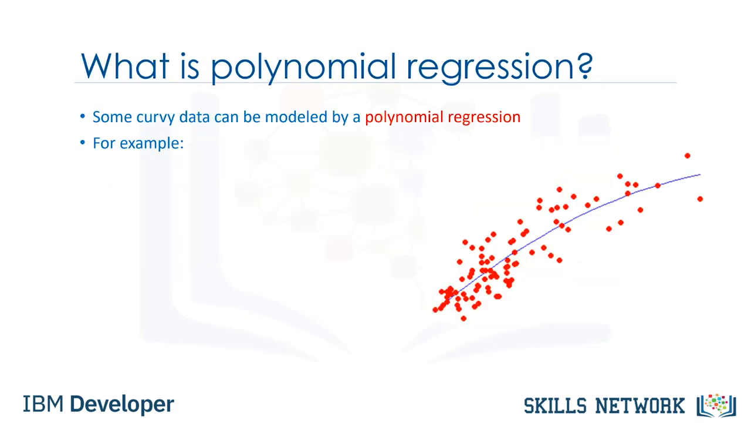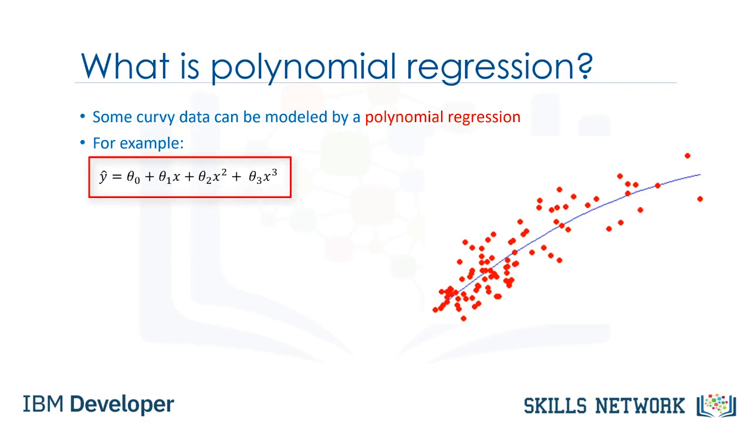So, what is polynomial regression? Polynomial regression fits a curved line to your data. A simple example of polynomial with degree 3 is shown as y hat equals theta 0 plus theta 1 x plus theta 2 x squared plus theta 3 x cubed, or x to the power of 3, where thetas are parameters to be estimated that make the model fit perfectly to the underlying data.